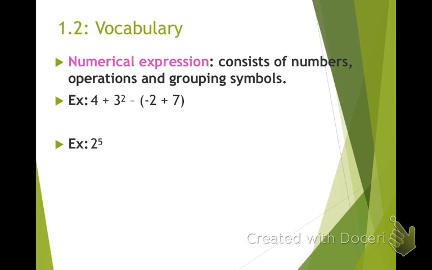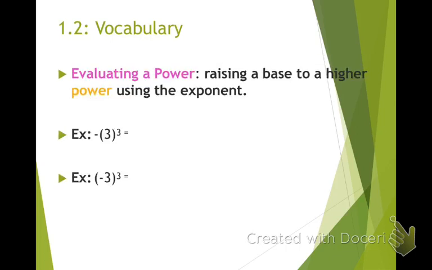And then in your second example, you have something as simple as 2 to the 5th power. Okay, both of these are considered numerical expressions. It doesn't matter how big or how small, it's still a numerical expression. Okay, numerical meaning that it deals all with numbers. So whenever we evaluate a power, whenever we raise a base to a higher power using an exponent.